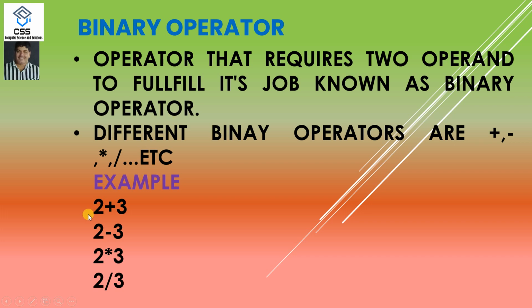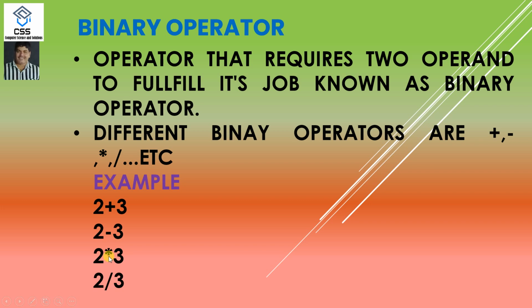Suppose for example we can write 2 plus 3. 2 is the operand value, 3 is the operand value, plus is the operator. 2 and 3 are the two values. They are known as binary operator. For minus, two values are required as the operands or the constants, hence it is also binary.